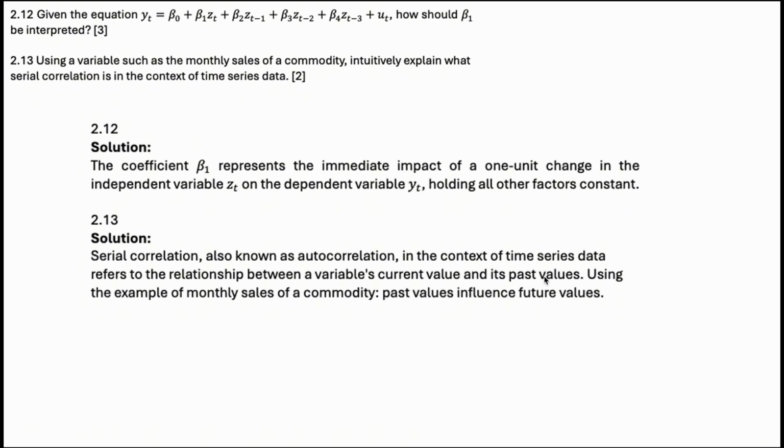And now, using a variable such as the sales of a commodity, intuitively explain what serial correlation is in the context of time series data, right? So there's a definition, what is it? There's a relationship between a variable's current value and its past value. So past sales values influence the future sales values. If I sold 1,000 units of diamonds, then whatever next year's diamond sales are is probably influenced by the previous year's sales, probably similar or around about 1,000.